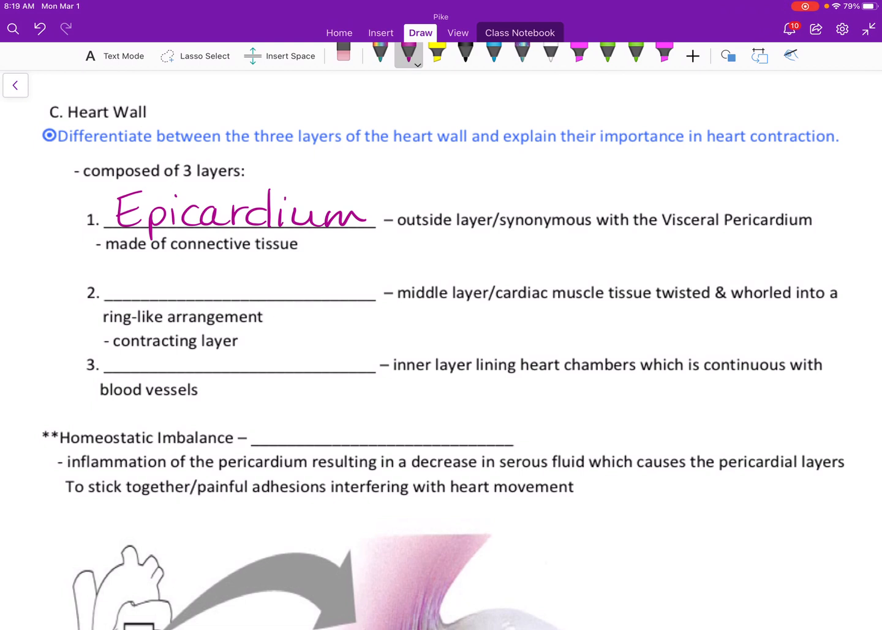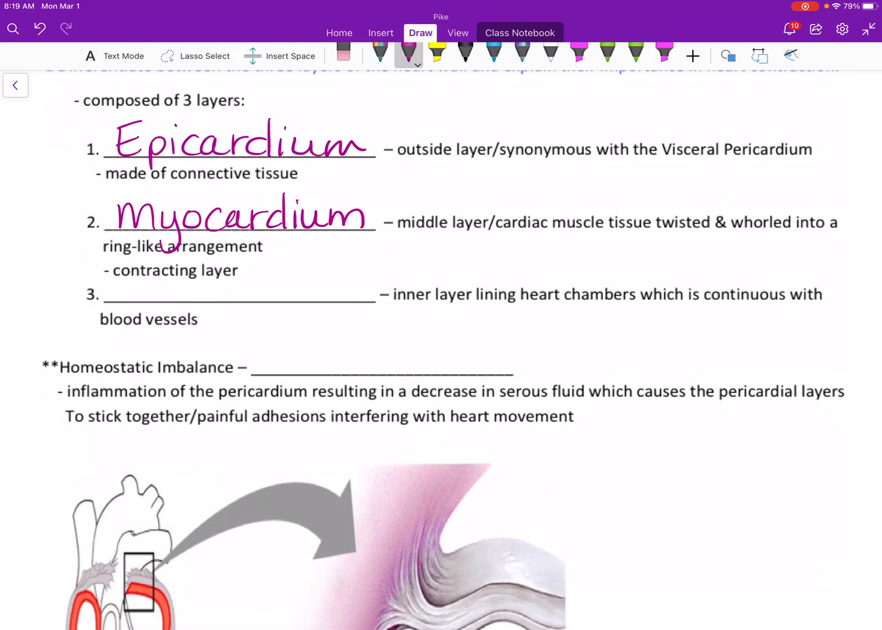So you just call them something different based on if you're talking about the coverings or you're talking about the wall itself. The middle layer of the heart wall is where the muscle actually is located, the cardiac muscle, and that's the myocardium. Remember, myo means muscle. So this is the actual cardiac muscle tissue that causes the heart to contract and to pump blood.